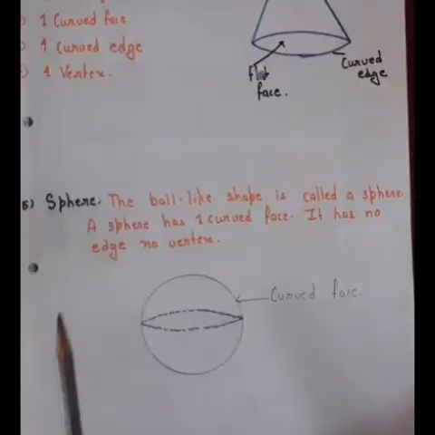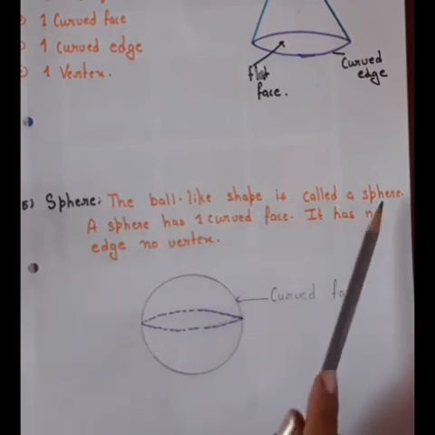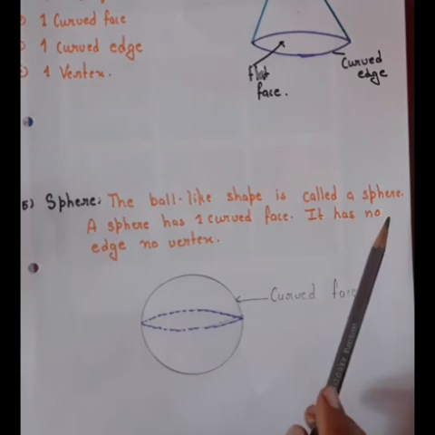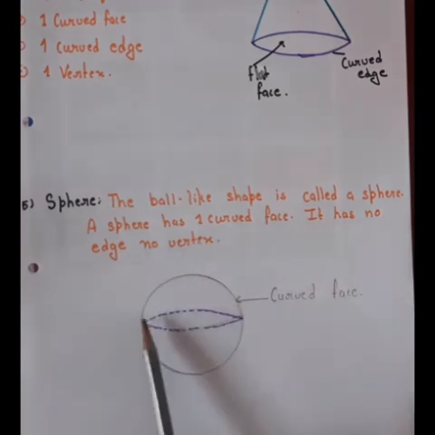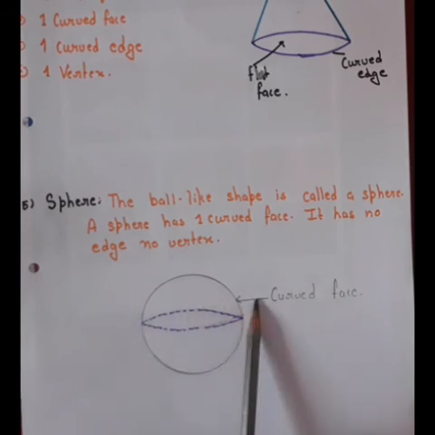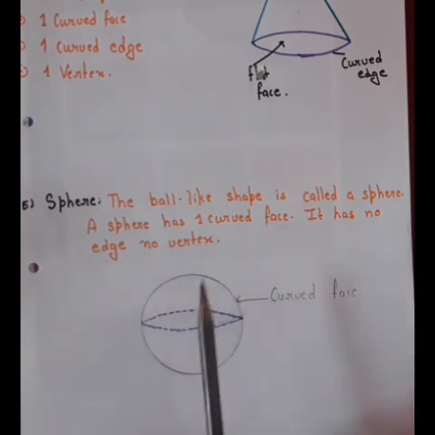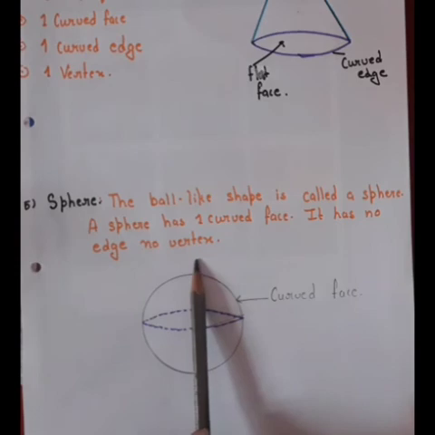Fifth is your sphere. The ball-like shape is called a sphere. The best example of a sphere is your ball. A sphere has one curved face. It has no edge and no vertex. As it has only one face, it has no edge and no vertex. Clear?